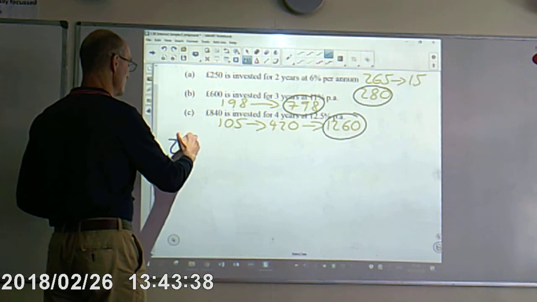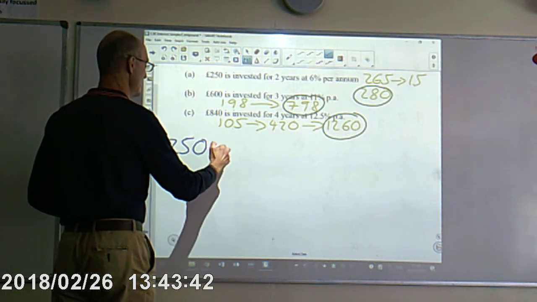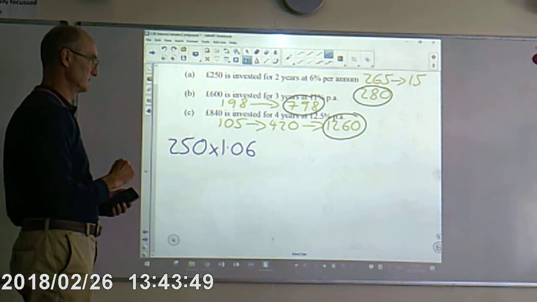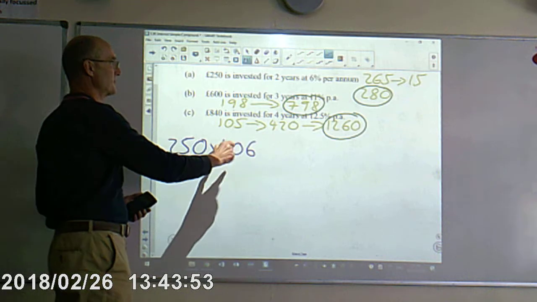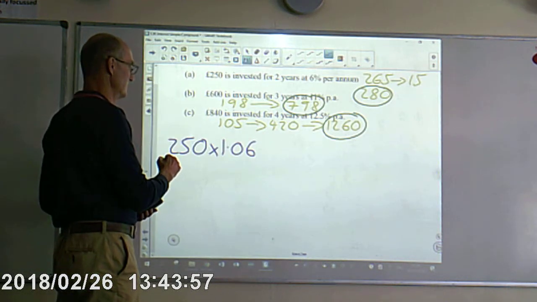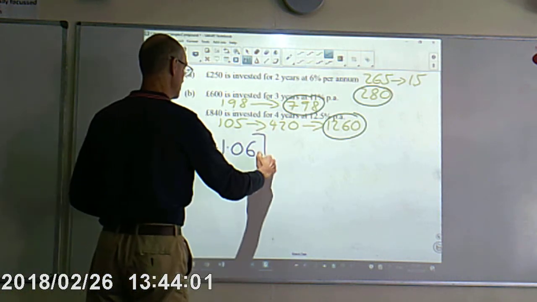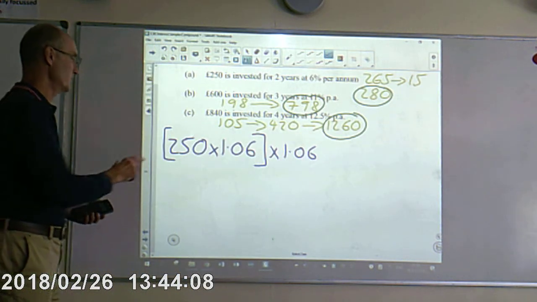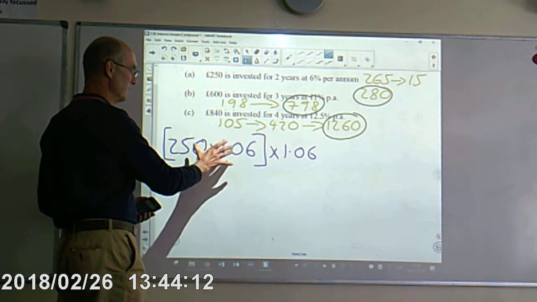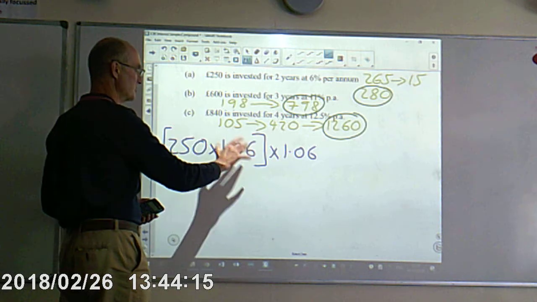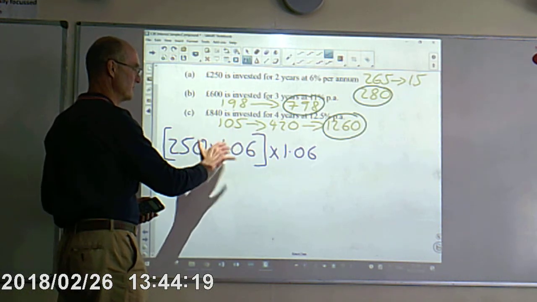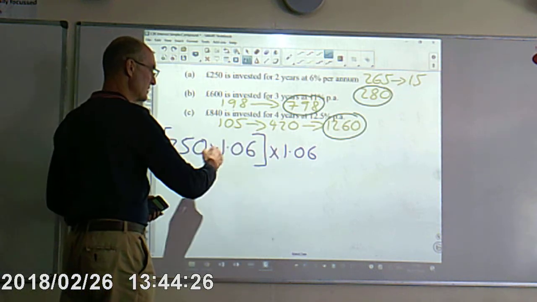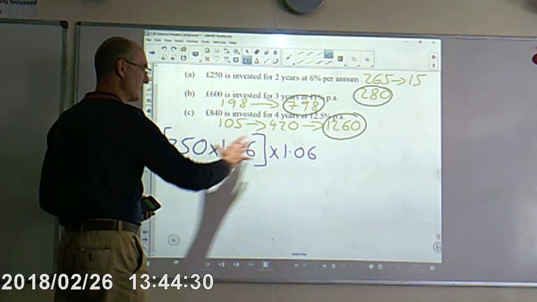Got 250 to start with. I'll multiply it by 1.06, and that will give me my new capital sum after 1 year of investment. Then I take that and multiply it by 1.06 again for the second year. Now, I've shown those brackets around that just to show you that is the first year. The first year is £250 times 1.06. That will give me my capital sum after 1 year. For the second year, I multiply that by 1.06. But those brackets, big mess, it's just multiplications here. So multiplying out that bracket first is not going to make any difference to this calculation.